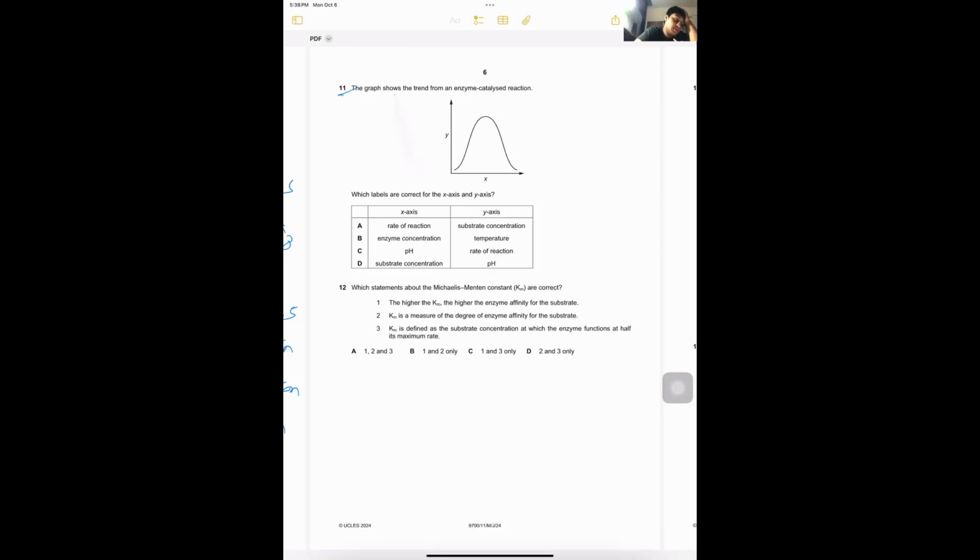Question number 11. The graph shows the trend from an enzyme catalyzed reaction. Which labels are correct for the x-axis and y-axis? So since this is an enzyme catalyzed reaction, the y-axis should be the rate of reaction. This could be another quantity.